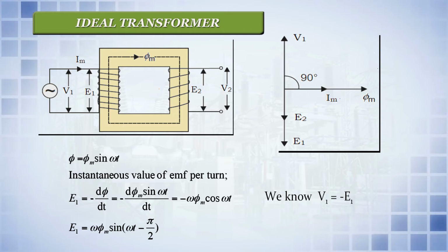Here you can also notice that phi is equal to phi m sin omega t, and this E1 is lagging with respect to this flux by 90 degrees. So E1 is lagging with respect to phi m by 90 degrees. Also, V1 is just opposite to E1, so the magnitude of the supplied voltage and the magnitude of the induced EMF are equal. So V1 is equal to minus E1. This is how you can draw the phasor diagram of an ideal transformer.